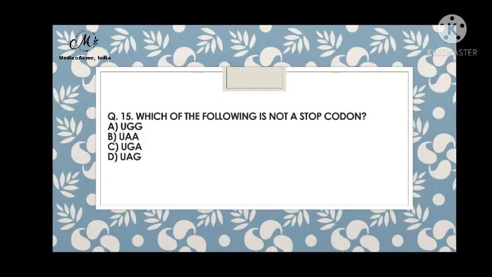Which of the following is not a stop codon? Very, very important, guys. Several times they have asked this in the NEET exam and NET exam, and also in MSc entrances. So guys, there is a very easy trick. If you know my name, what is my name? My name is Ashish Gupta.